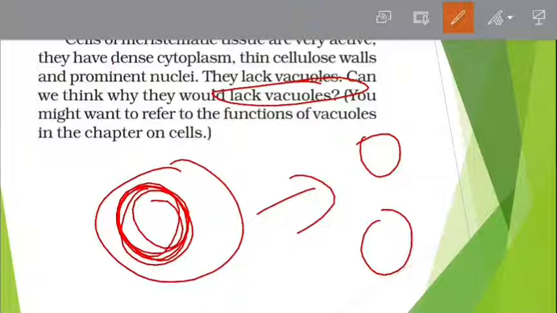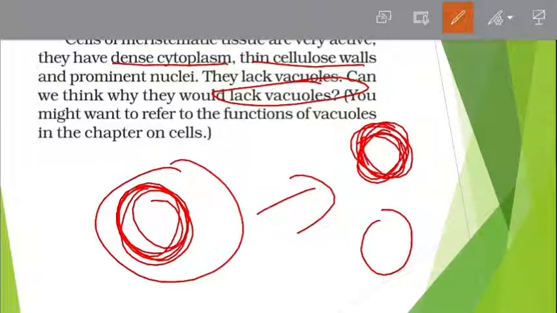Apart from that, they have dense cytoplasm and thin cellulosic walls, because if they have very thick walls, then it is hard for them to divide. So thin walls, and they are actively living cells with a prominent, large nucleus.